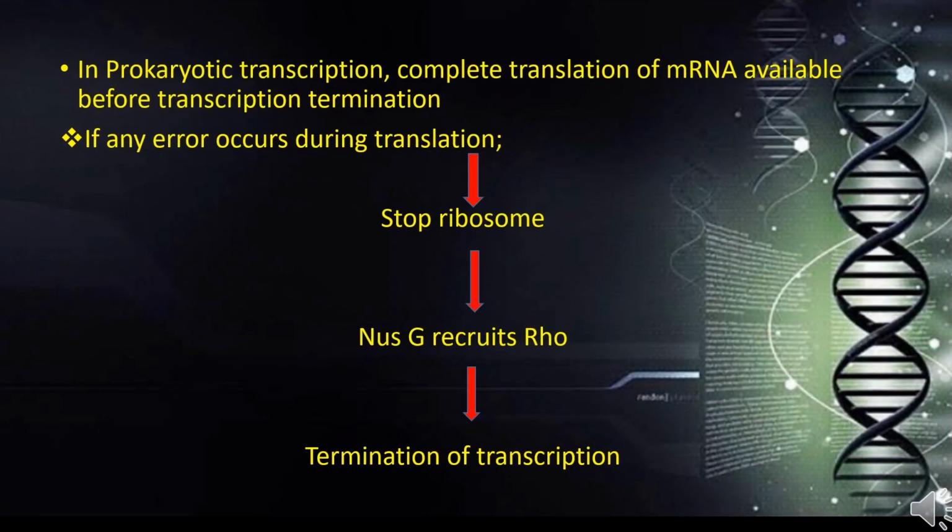So, in the case of prokaryotic transcription, complete translation of mRNA is available before transcription termination. So if any error occurs during translation, the ribosome stops and it recruits NusG. Then this NusG recruits rho factor to the RUT site. This leads to the termination of transcription. So, any error in translation will stall the ribosome, which enables NusG to recruit rho and terminate the transcription of mRNA immediately.